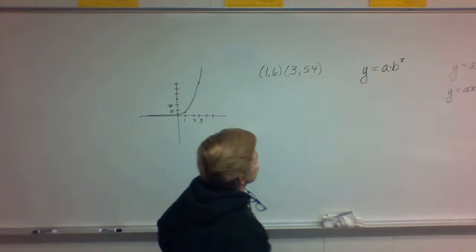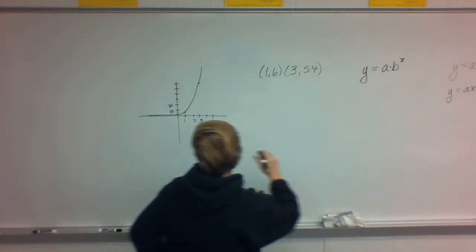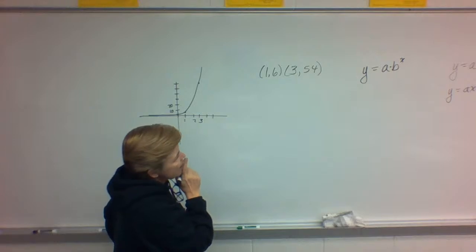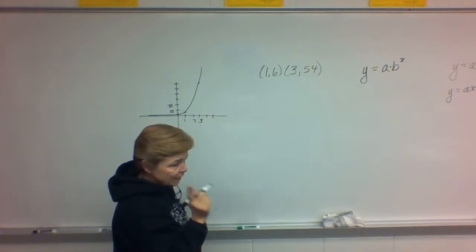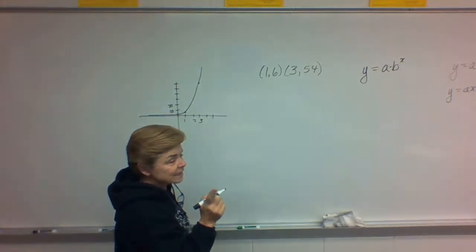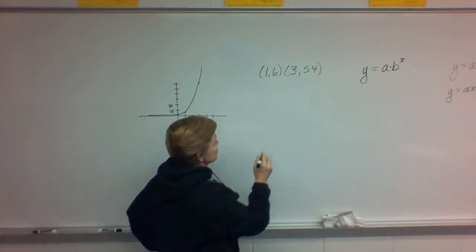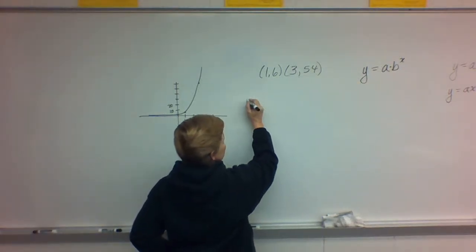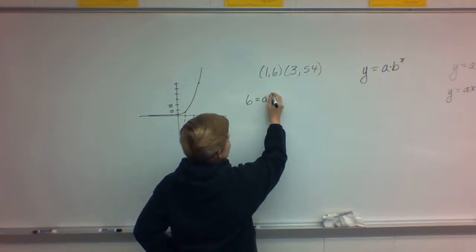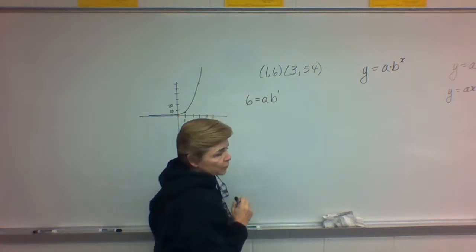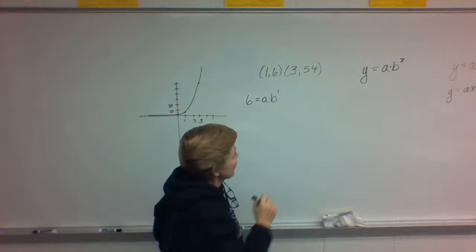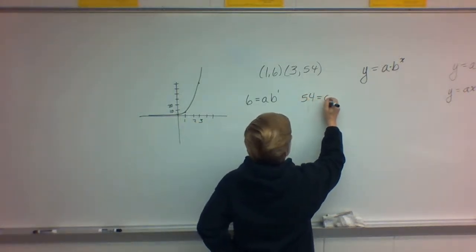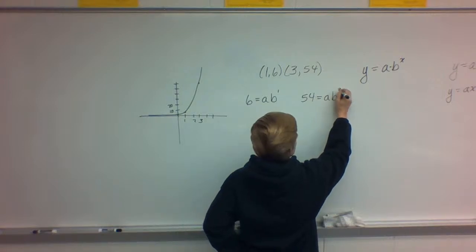That's going to be kind of rough. We don't have a beginning amount because the beginning amount will be where it hits the y-axis, and we don't know what that is, so we can't put an a in there. Here's what we can do. Watch carefully because this is an involved process. We can use this equation and this point and write as much as possible, which would be 6 equals a b to the 1. Do you understand that? I can do the same thing with this one, and I would have 54 equals a b to the 3.